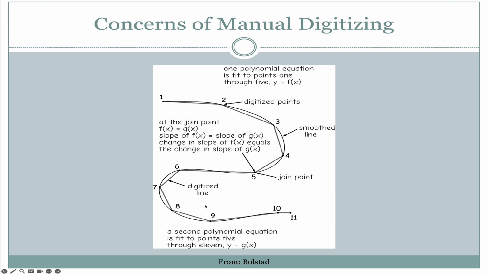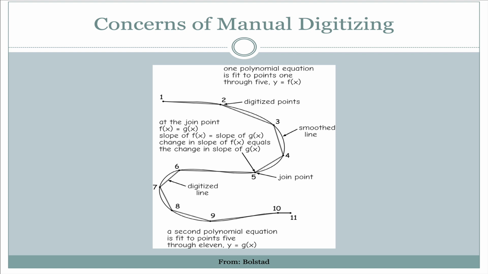And in this case, we're actually using two different second polynomial equations, one to fit the top part and a second one to fit the bottom part here. And in this way, we can smooth the line. We're taking into account where the vertices are by where the black dots are here.